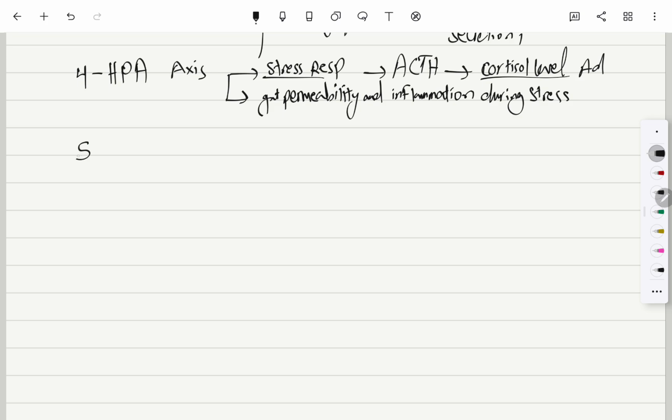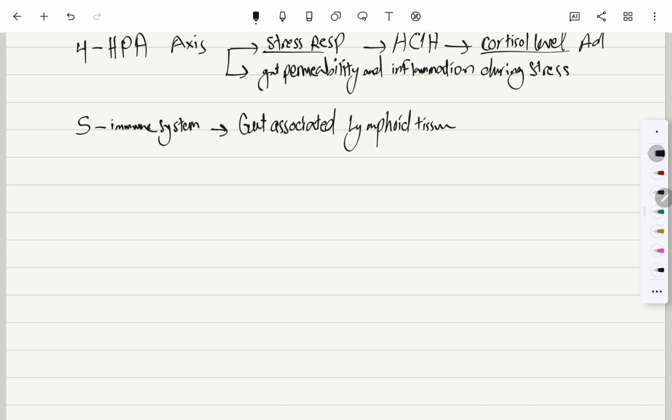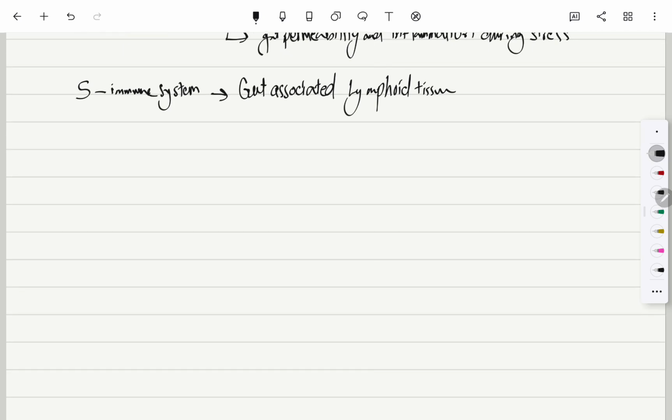Okay, let's talk about number 5. Number 5, it is the immune system. It is associated with gut associated lymphoid tissue, which interacts with CNS through cytokines.